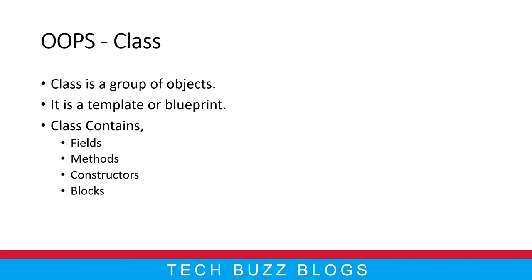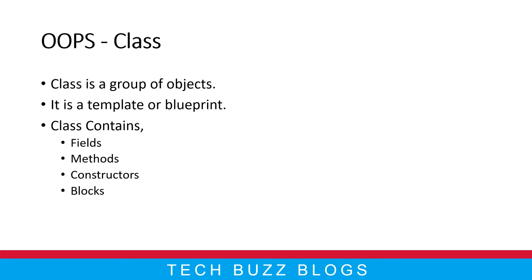The same way, when you are going to do some logic, maybe adding two numbers, before adding you should have the class. Then you can create the object and call the methods, that logic. So a class is a group of objects. It is a template, or we can say a blueprint.